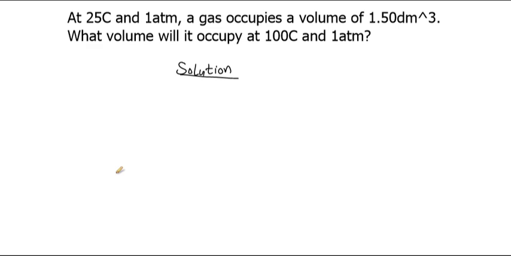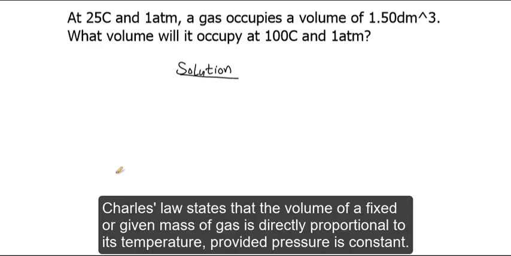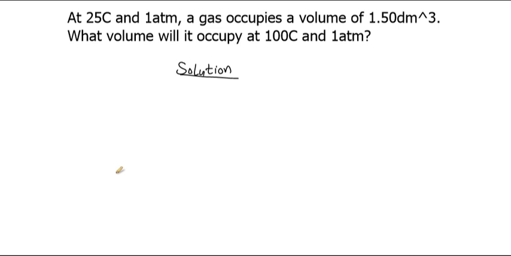According to Charles' law, the volume of a fixed mass of gas is directly proportional to its temperature, provided the pressure remains constant. So this makes Charles' law applicable in this case. The equation derived from Charles' law is V1 over T1 equals V2 over T2. Here, subscript 1 and 2 refer to the initial value and the final value. That means V1 is the initial volume of the gas, T1 is the initial temperature of the gas, V2 is the final volume, while T2 is the final temperature of the gas.